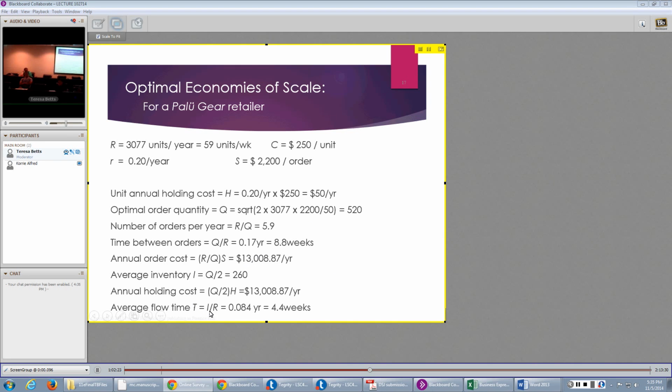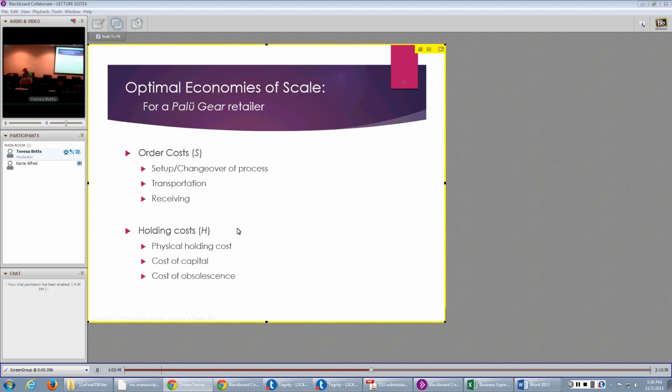Okay? Now I can get to my average flow time, which is my inventory divided by my throughput. So in this case, my inventory is going to be 260, and my total throughput must be 3,077, right? And so I can get my average flow time. So there's a tweak we didn't have in 343. We didn't look at average flow time in 343.